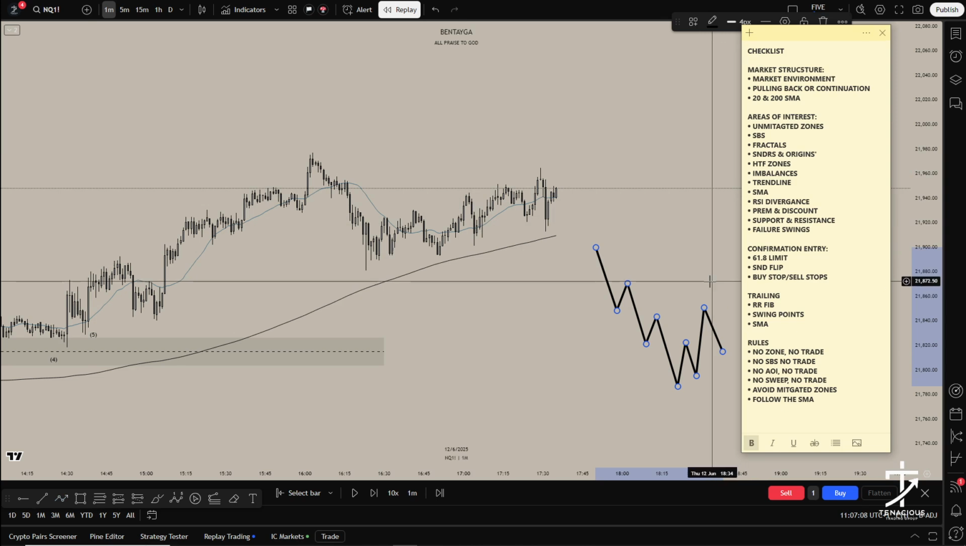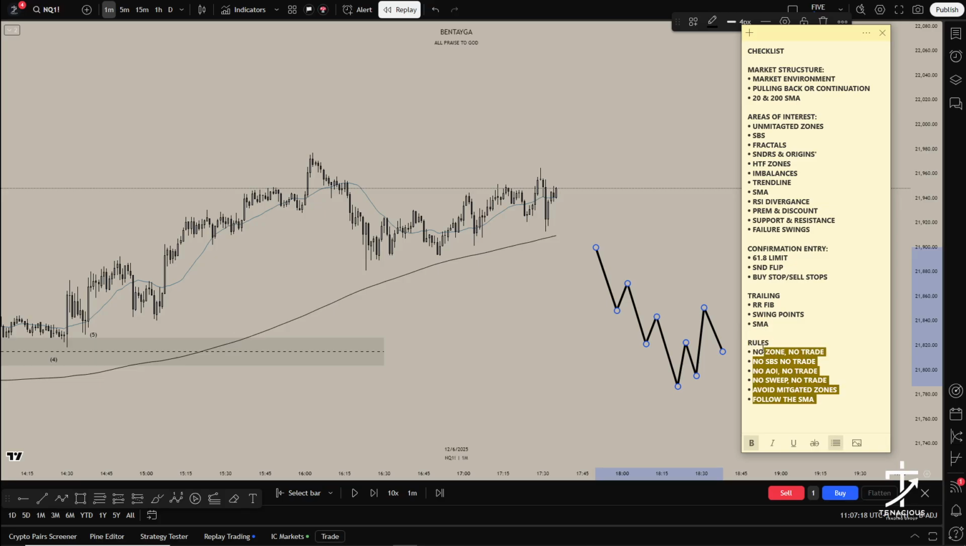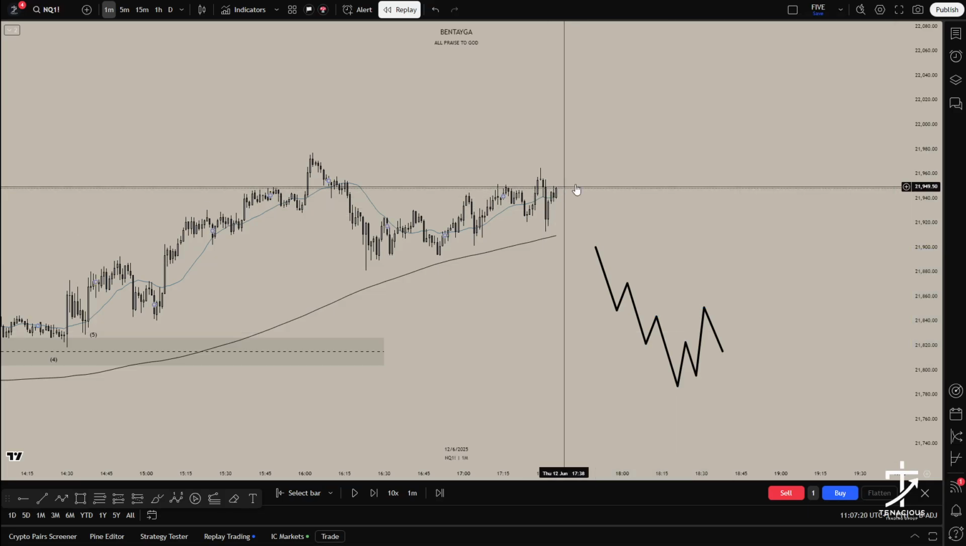So in terms of entry, you had 618 limit, S&D flip. I don't think you guys know that yet. Buy stop, sell stop, depending on what you want to use. And then yeah, obviously follow the rules, saw the setup, traded the setup, and that's it for today.